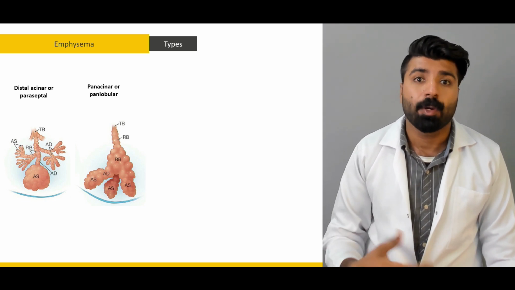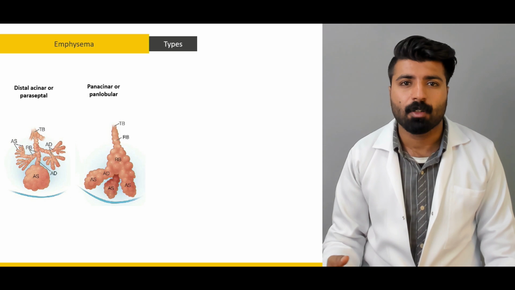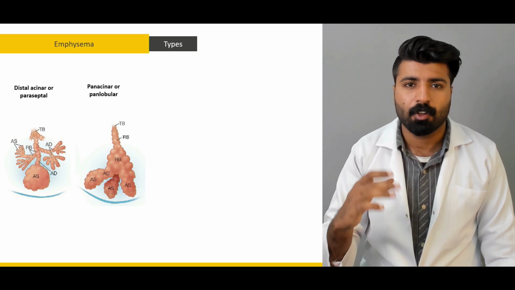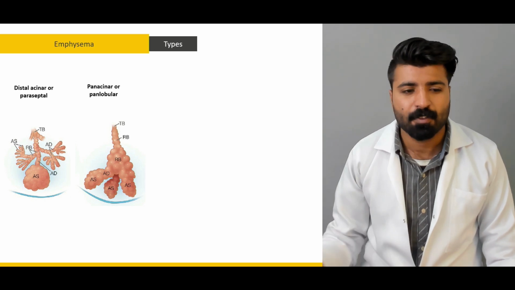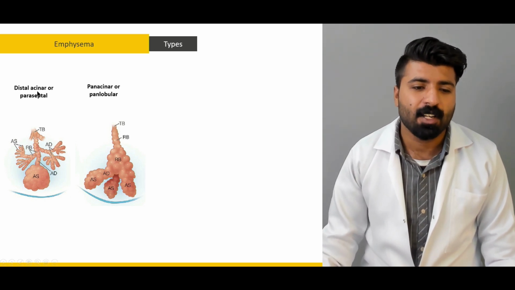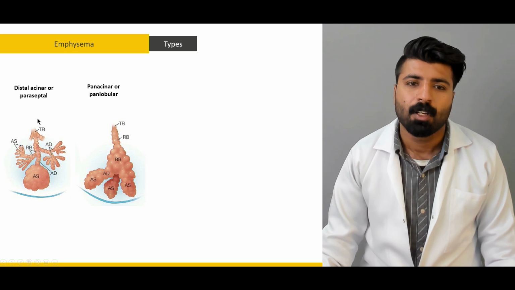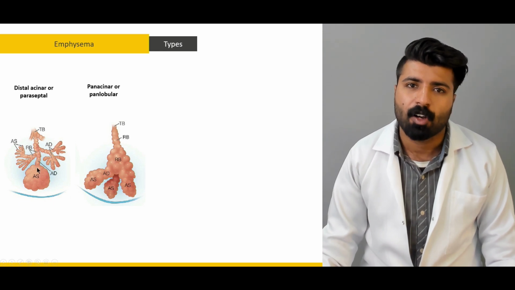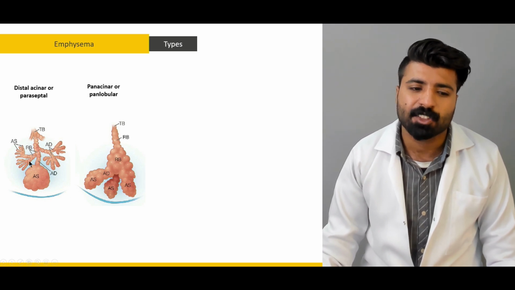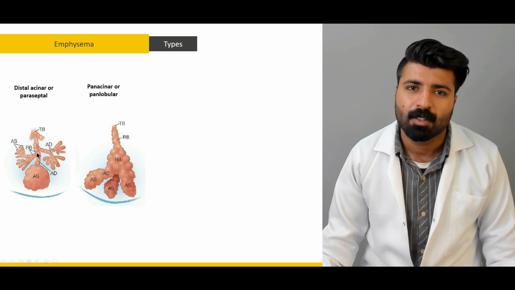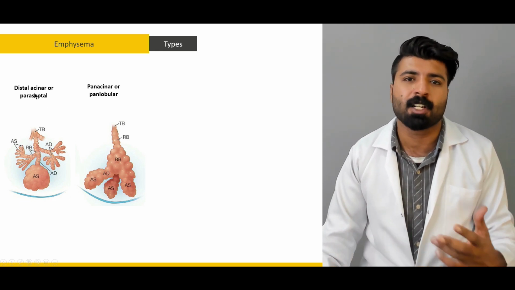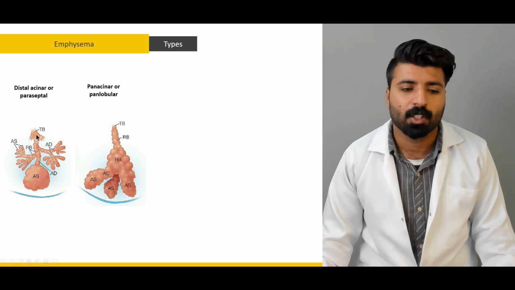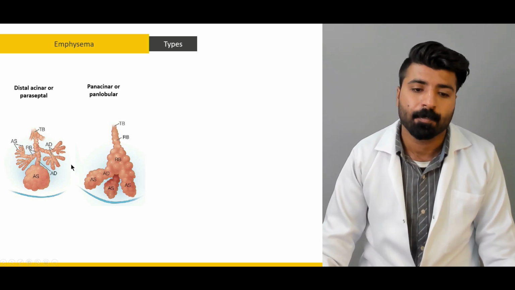So we decide the types of emphysema on the basis of its destruction. First of all, if it's distal acinar or paraseptal, it's going to affect only the distal part of the acinus, meaning it's going to affect only the alveoli. It's not going to affect the terminal bronchiole. That's why it's called distal acinar. The distal part of the acinus is being destroyed due to emphysema. On the other hand, the terminal part is all right.